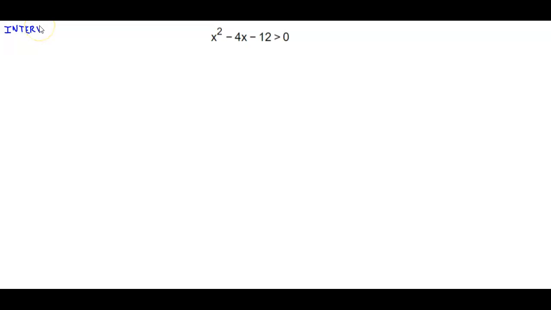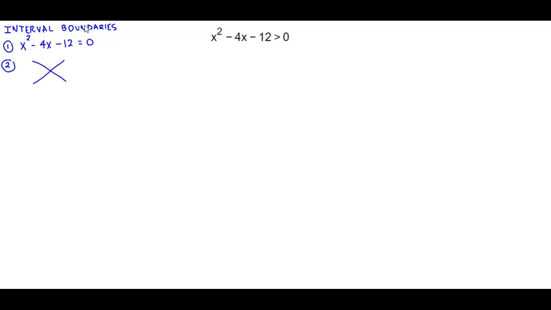What we need to do is factor the quadratic inequality. So let's go ahead and do that. The first thing is we're going to write this out as if it was a quadratic equation. So we have x squared minus 4x minus 12, and then set that equal to 0. Then we're going to go ahead and factor this.